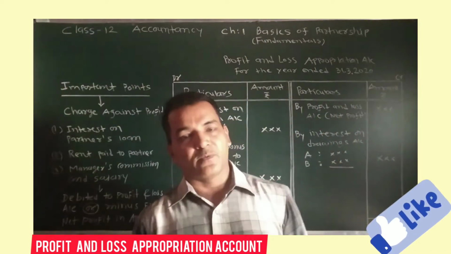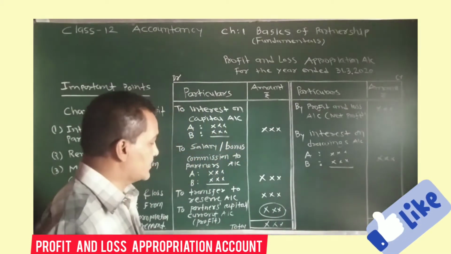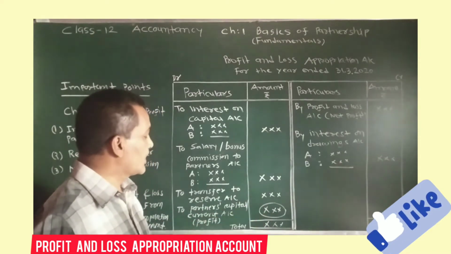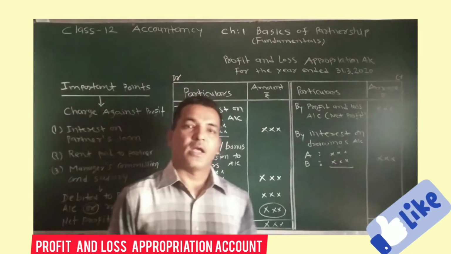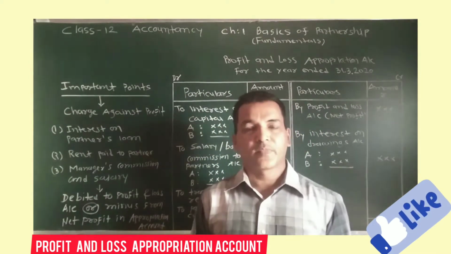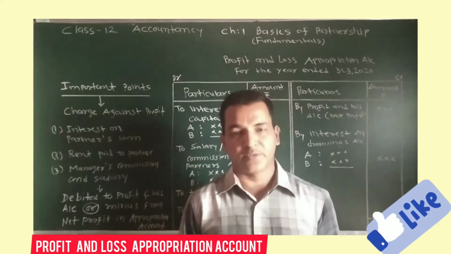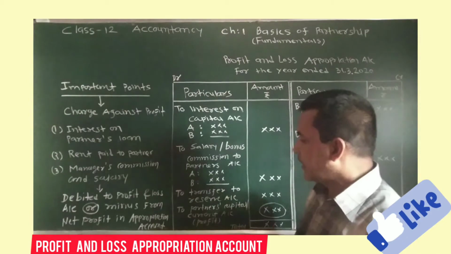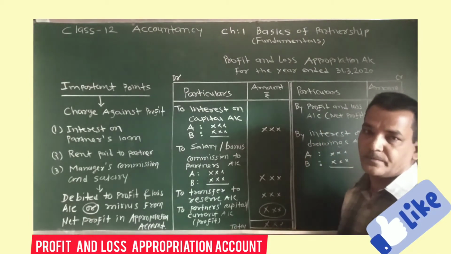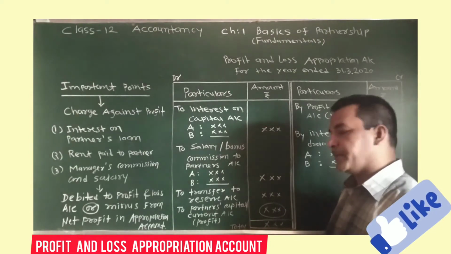After writing all these amounts, finally we have to make the total. We will find the difference. Whatever the difference will come, if the difference is coming on the debit side, then it is the divisible profit. And this divisible profit, also known as distributable profit, is distributed among all the partners in their profit sharing ratio. So, at last, the difference which we are getting is divisible profit, and this divisible profit will be distributed among the partners in their profit sharing ratio.